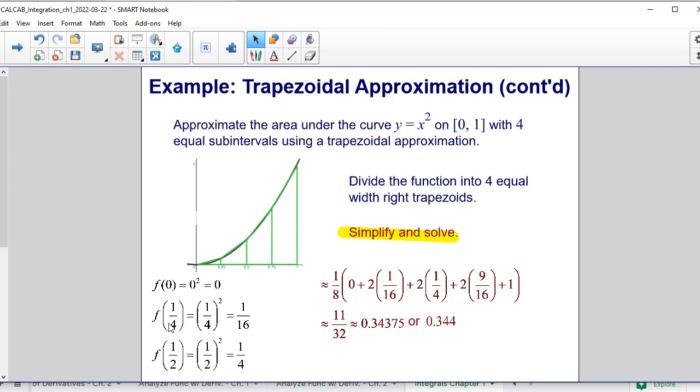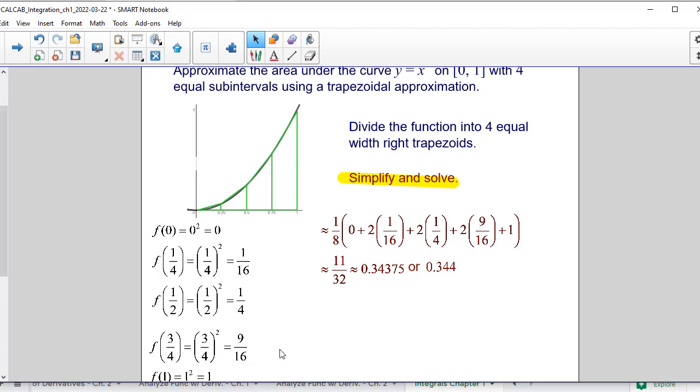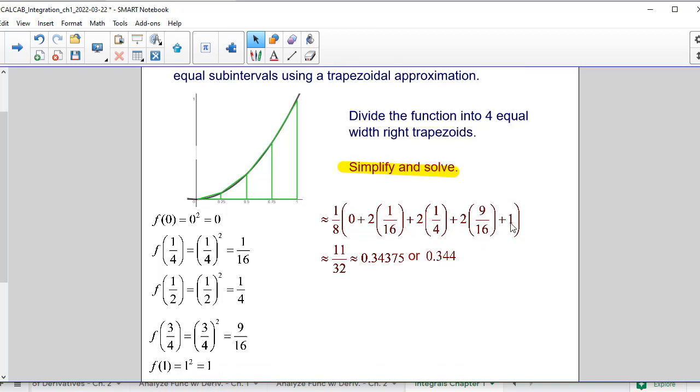Next we do f of 1/4, and remember we're using our function up here, y is equal to x squared, so 1/4 squared is equal to 1/16. That's where this 1/16 comes from. Next we evaluate f of 1/2. Using our function, we take 1/2 squared, which gives us 1/4, and that's why we have 1/4 right here. Continuing on, we evaluate f of 3/4, which is 3/4 squared or 9/16, so we have 2 times 9/16. And then finally f of 1 is 1 squared, so right here at the end we have our 1.